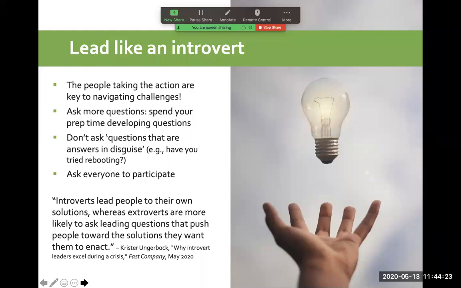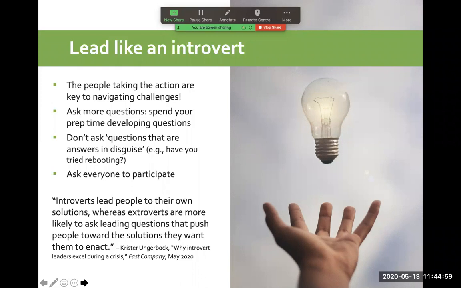And then she also says, don't ask questions that are answers in disguise. And I love the example she gives, which is, have you tried rebooting, right? It sounds like a question, but it's really a directive. Reboot. Try that first. And then she reminds us that in any team meeting, we should try to ask everybody to participate. And sometimes the introverts won't participate unless they're called on. So one of my favorite techniques for both board meetings and staff meetings is to go around the virtual table and ask everybody to participate, ask everybody what they think, and draw them into the conversation.